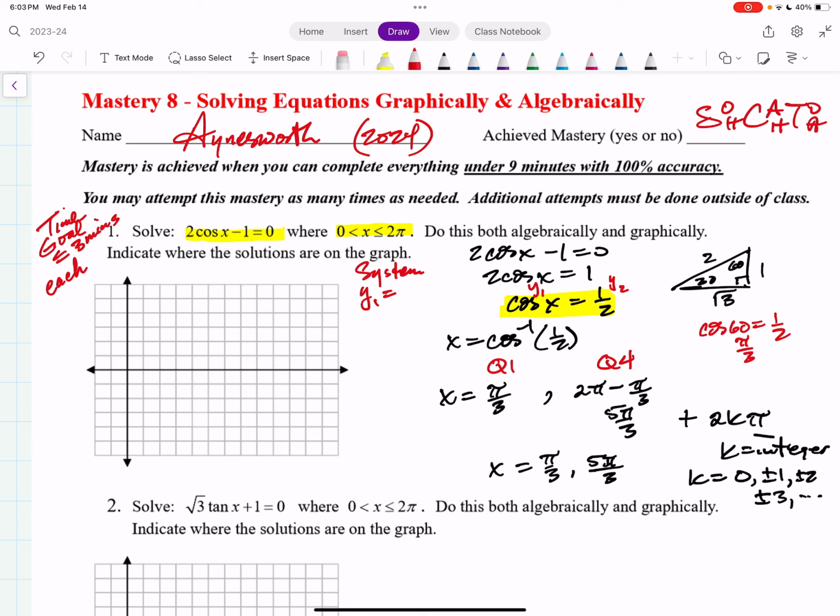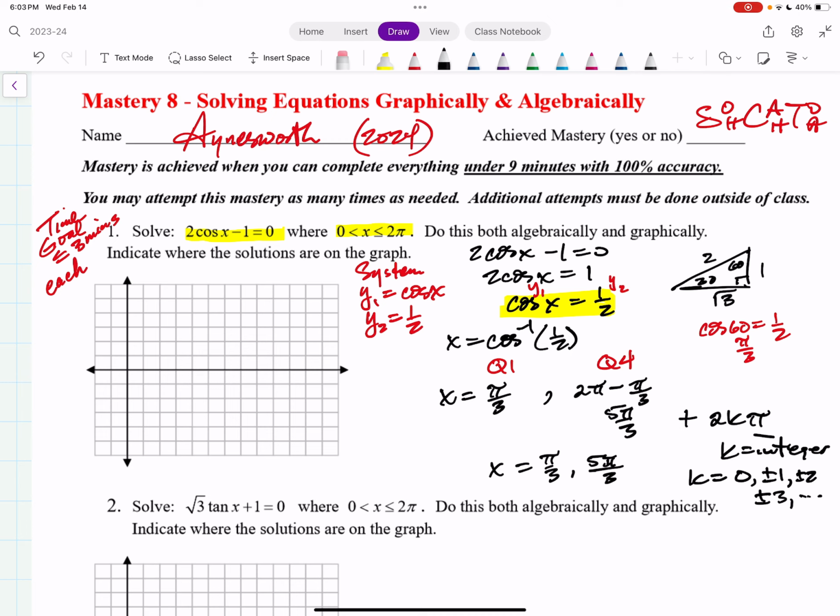Cosine function. Okay, we're dealing with cosine. And we know that's the parent. We can graph that easily. You guys have mastered that in class. And my second function is this horizontal line at 1/2. So where does this horizontal line at 1/2 intersect the cosine function?